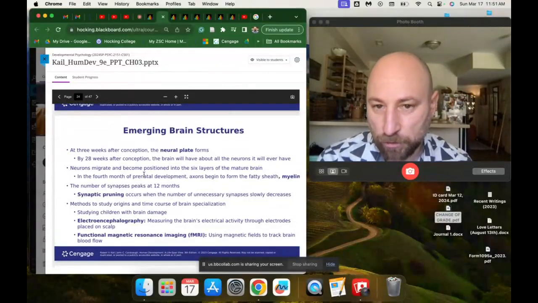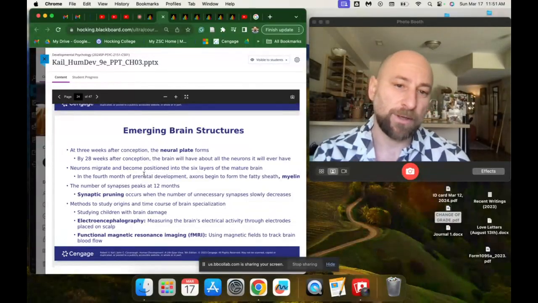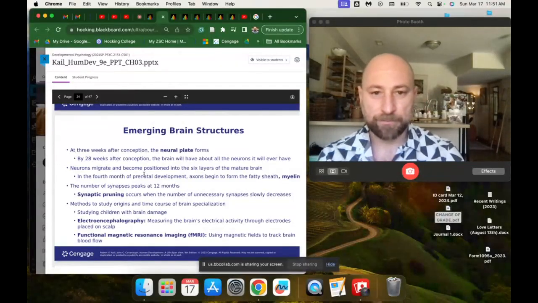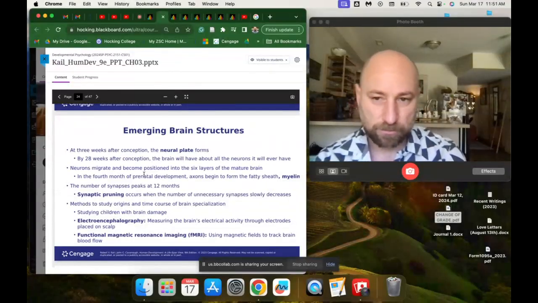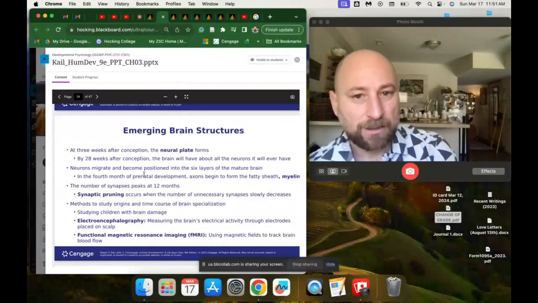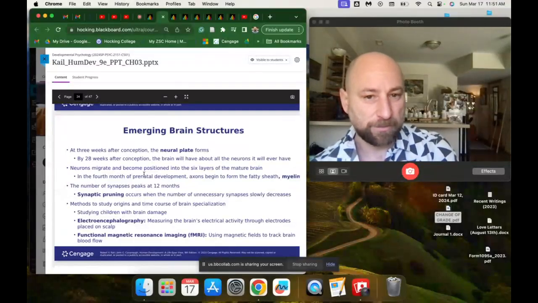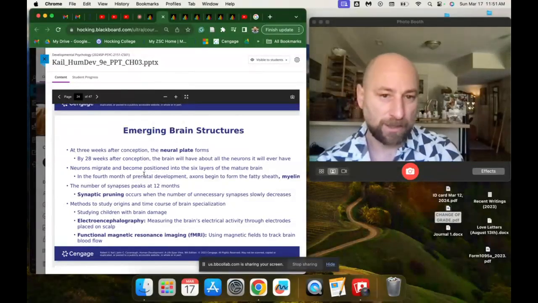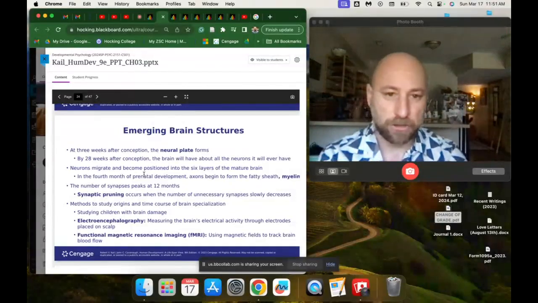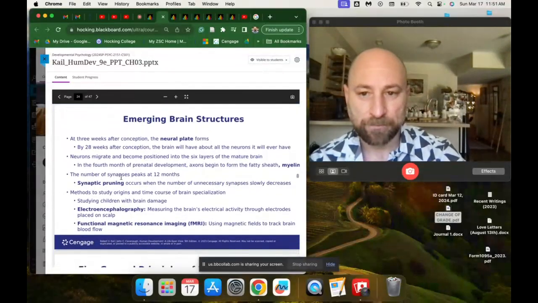Okay, so after 3 weeks of conception, the neural plate forms. By 28 weeks after conception, the brain will have all the neurons it will ever have. That's not 100% true. We actually can make new neurons. We're learning that now, but that's to a certain extent true, or largely true. Neurons migrate and become positioned into the 6 layers of the mature brain. In the 4th month of prenatal development, axons begin to form the fatty sheath myelin. So that long part that sends signals out is covered by a kind of insulation called myelin. And that process of myelination happens throughout childhood into early adulthood.